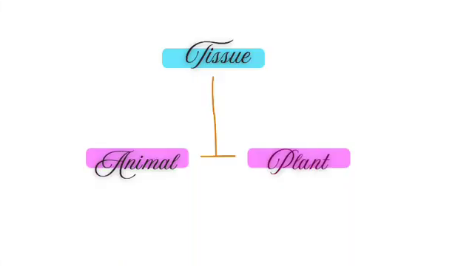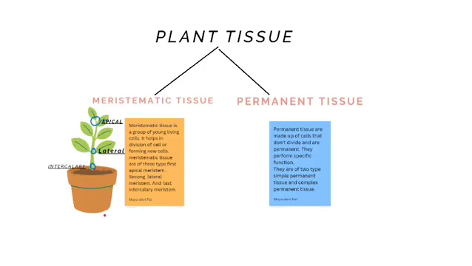Tissues are of two types: animal and plant. Plant tissue is of two types: meristematic tissue and permanent tissue. Meristematic tissue is a group of young living cells. It helps in the division of cells, or forming new cells. Meristematic tissue is of three types: first apical meristem, second lateral meristem, and last intercalary meristem.